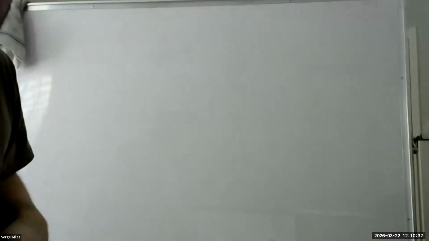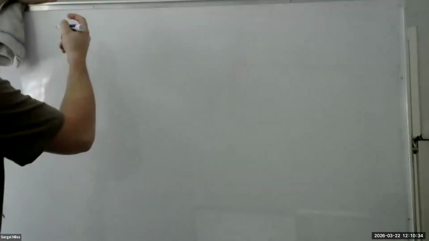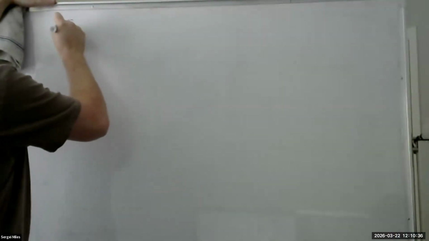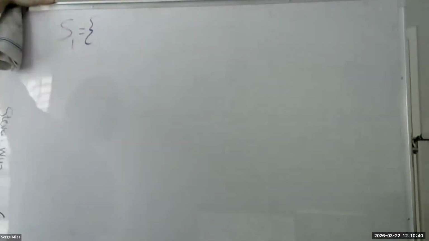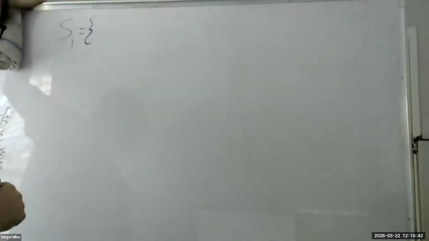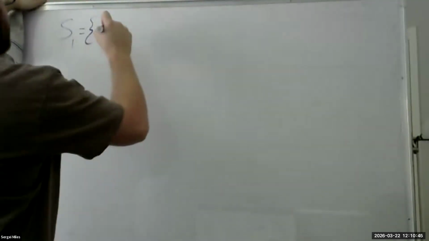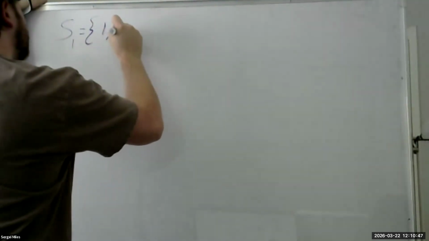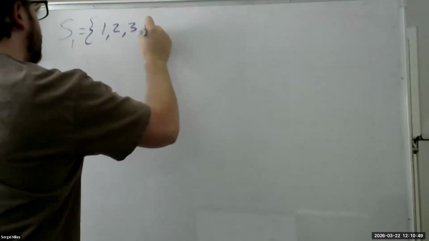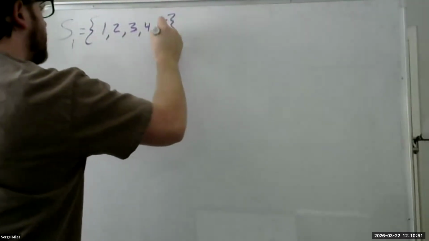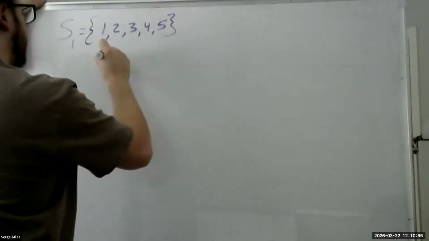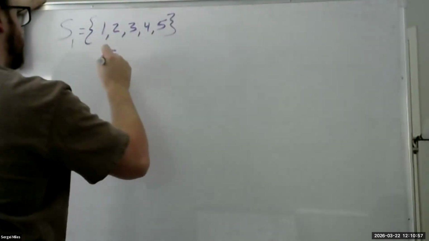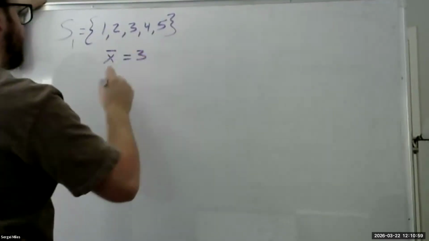All right. So for sample 1 here, I'll use S subscript 1 to indicate I'm talking about sample 1. I have 1, 2, 3, 4, 5, and they calculate the average here to be 3. This is a sample average, so I'll use the symbol X bar.